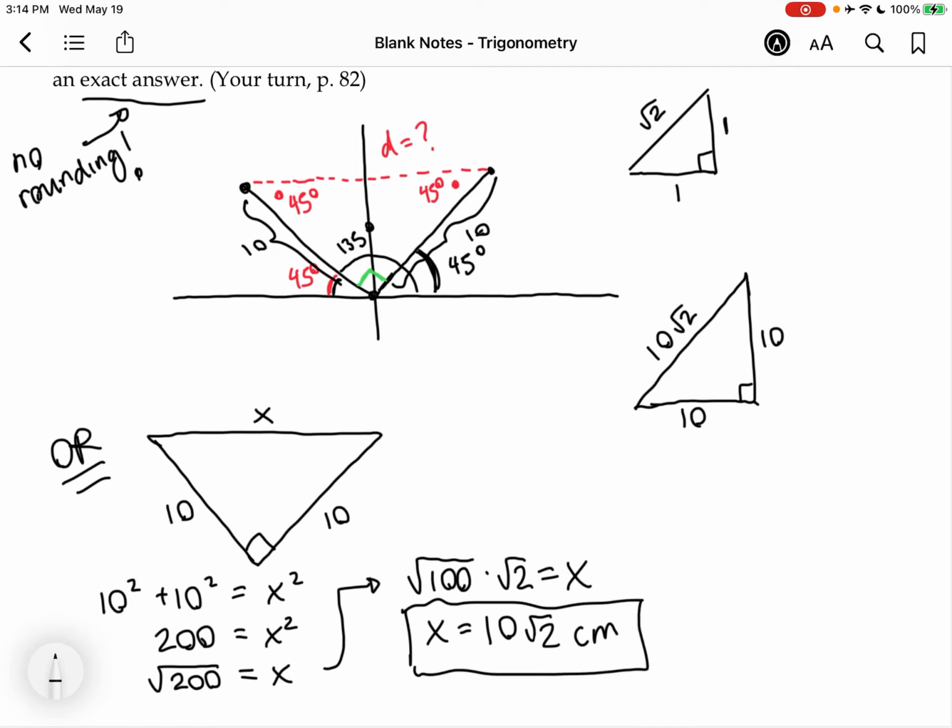Okay, so you could also just use Pythagoras as well. All right, so that would be your answer for that one. I'm going to leave it there for today.